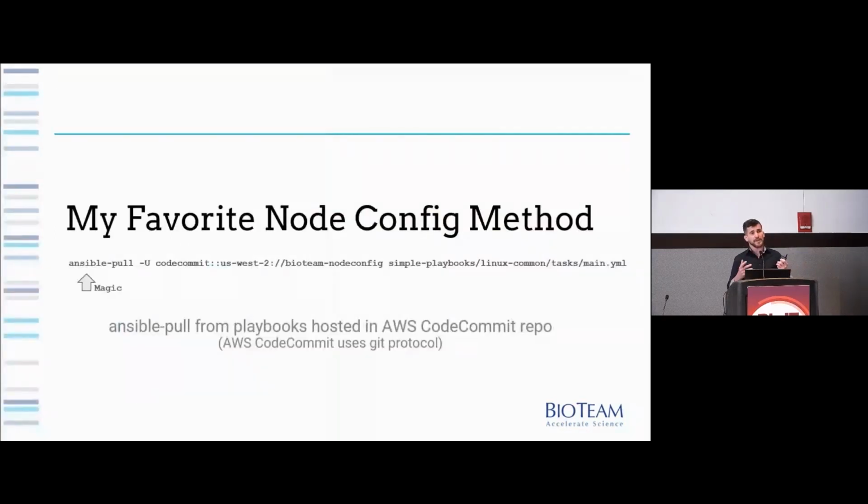One method we like at BioTeam is using Ansible. It's a slick way to have Ansible pull its playbooks directly from CodeCommit, which is a hosted Git repository. So instead of baking all that config into shell scripts or other custom scripts, I can host my customization playbooks in AWS. Then when the cluster starts up, I can pull them down and run those playbooks on the nodes. This is a nice pattern.